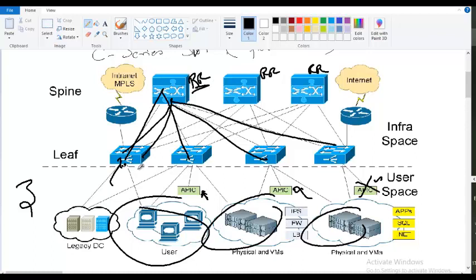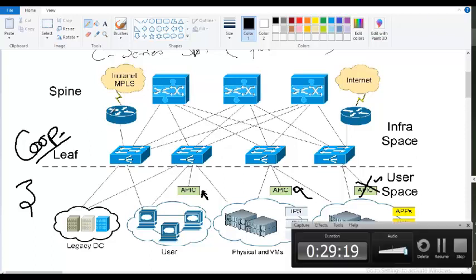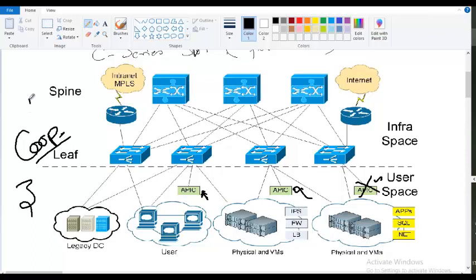Now, to provide this route information about the endpoints, it uses a protocol called COOP. It is via the COOP that the information about the devices, the endpoints connected to the leaves, is getting distributed. COOP is the Council of Oracle Protocol, which is going to distribute the information about the endpoints between the switches.